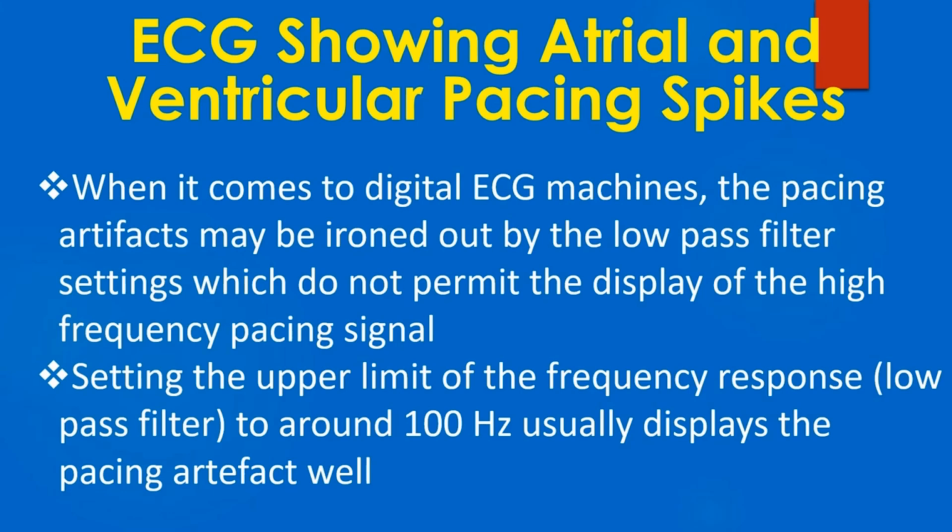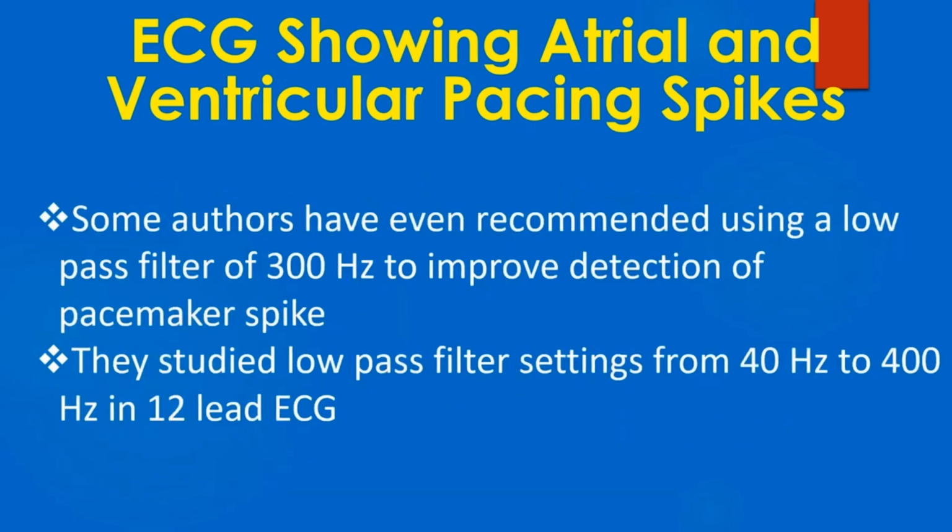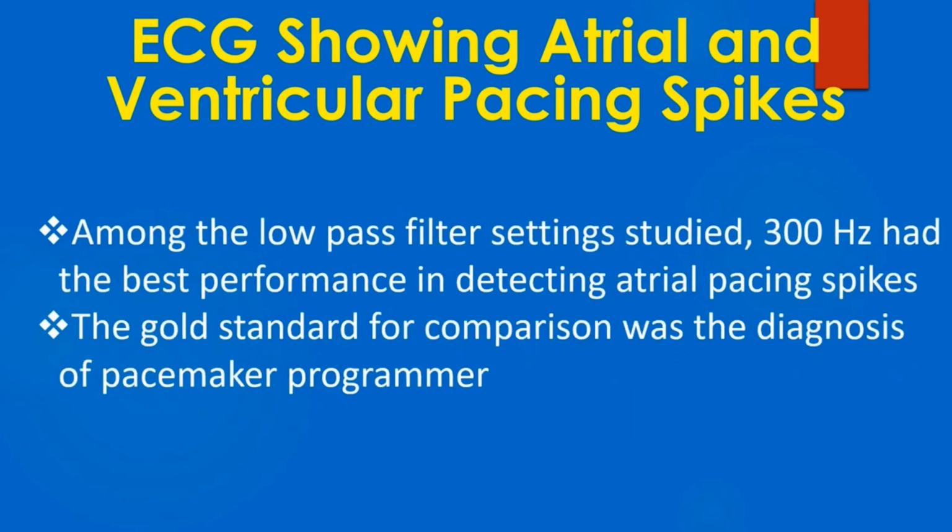Setting the upper limit of the frequency response or low-pass filter to around 100 Hz usually displays the pacing artifact well. Some authors have even recommended using a low-pass filter of 300 Hz to improve detection of pacemaker spike. They studied low-pass filter settings from 40 Hz to 400 Hz in 12-lead ECG. Among the low-pass filter settings studied, 300 Hz had the best performance in detecting atrial spikes. The gold standard for comparison was the diagnosis of pacemaker programmer.